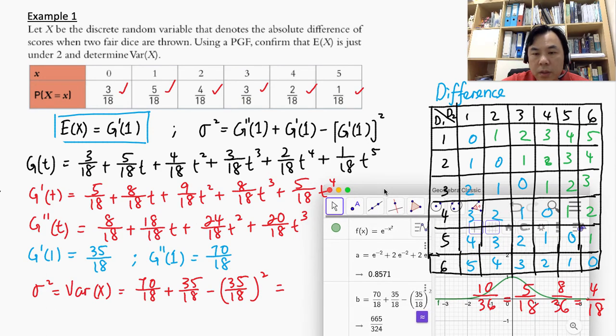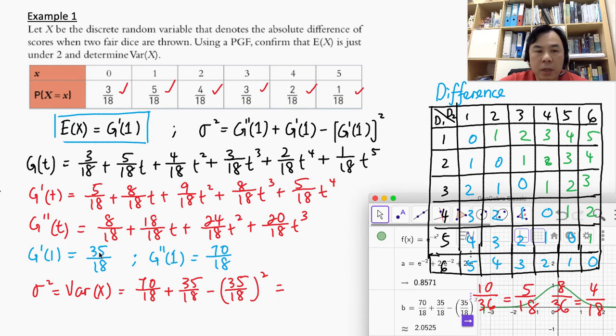It is 665 over 324, or in terms of decimal, you can write it down as 2.0525 there. Okay, or approximately 2.05.